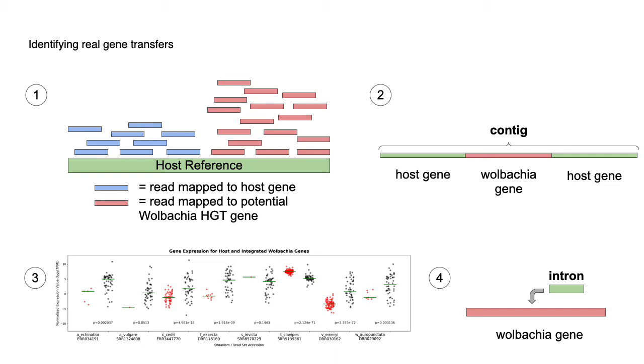I used a variety of computational methods to identify these gene transfers and look at their properties. For instance, I checked the read sequencing depth from whole genome sequencing data. I looked at the gene expression of these transferred genes compared to genes of the host organism, and I also looked at these Wolbachia transferred genes for characteristics of eukaryotes, such as introns.